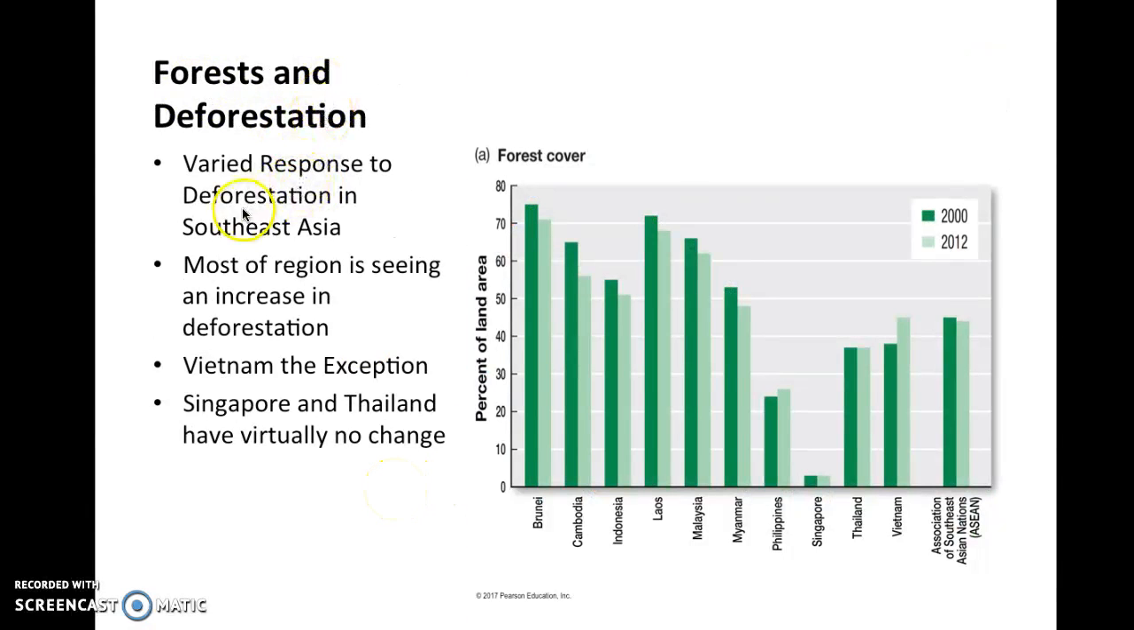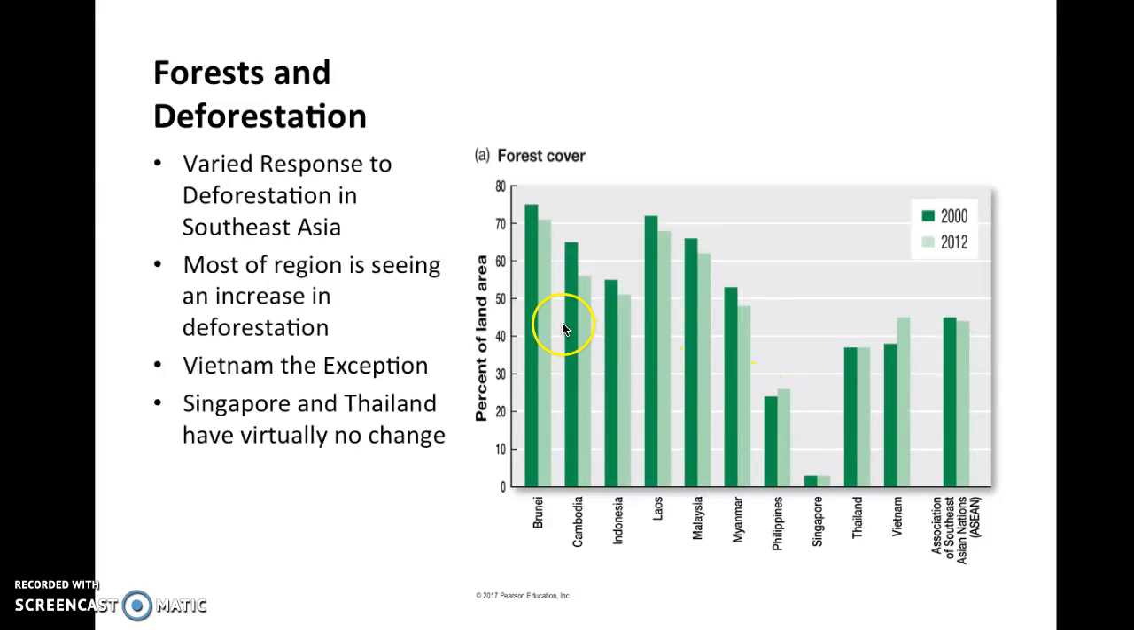Forests and deforestation. So there's a varied response to deforestation in Southeast Asia. When you look here at the graph, first thing you start noticing is some countries are doing a good job in promoting their forest regrowth. Thailand is maintaining theirs. Vietnam is improving theirs. Singapore really doesn't have much, so it doesn't matter. Philippines is doing a good job.